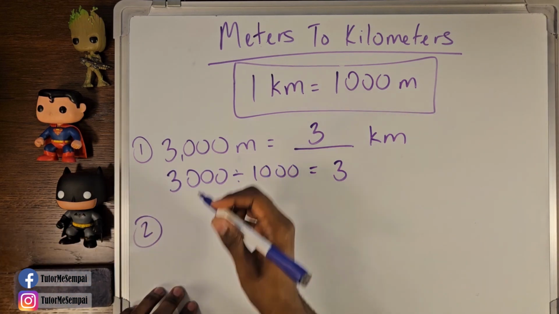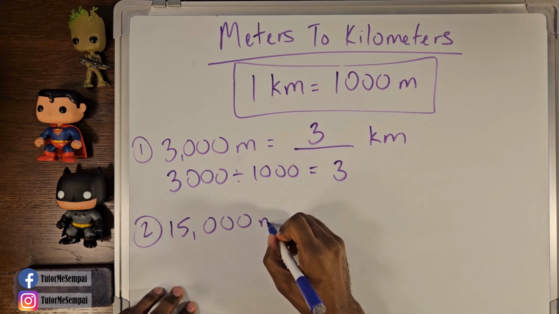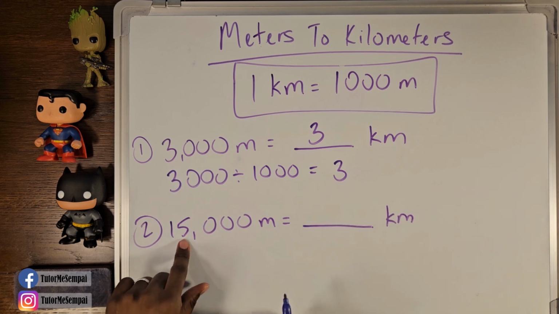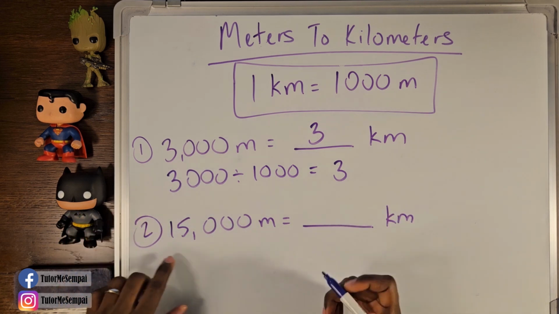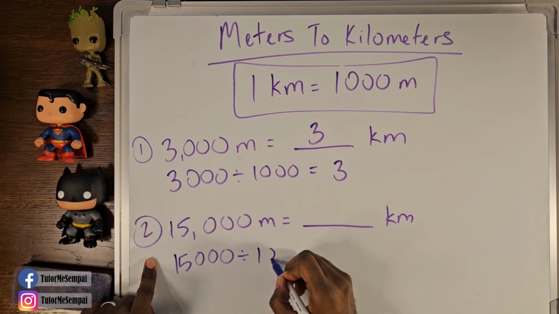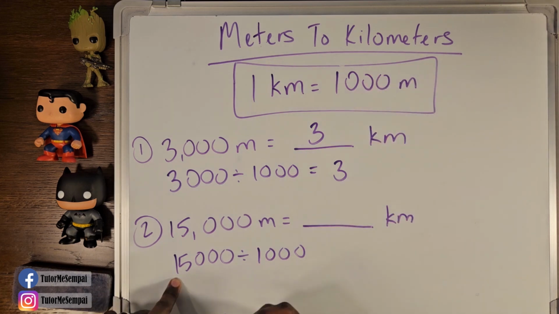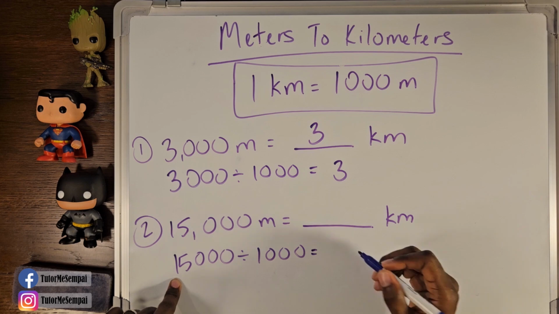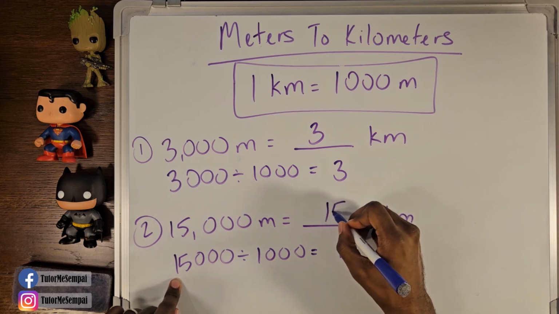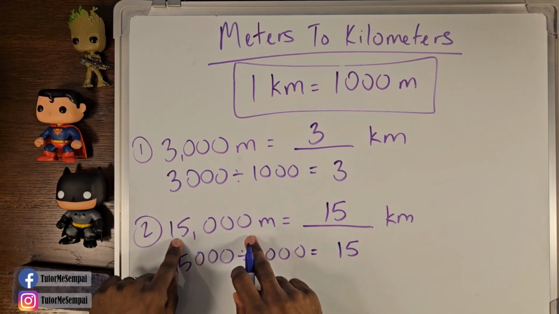Let's say we have, instead of 3,000 meters, 15,000 meters. And we want to know how many kilometers we have when we have this amount here. The work is going to be the same. We're going to take our 15,000, divide by 1,000, because we want to know how many groups of 1,000 we get when we have 15,000. And by doing that division, we have exactly 15. So we know that we have 15 kilometers when we have 15,000 meters.